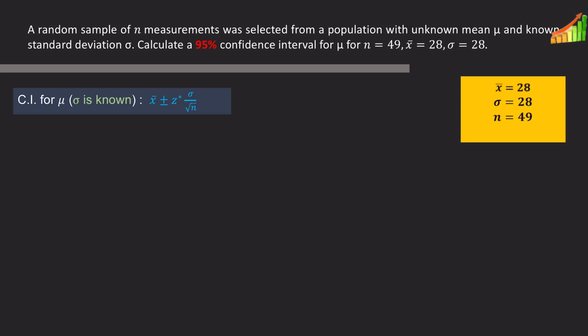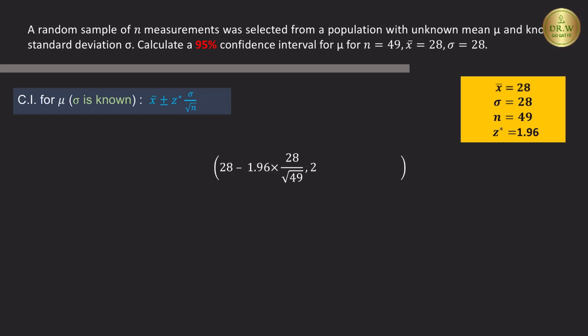What is the Z star? Z star is the critical value. All information is given but Z star. So how do we find the Z star then? You see we have confidence level 95%. When we know the confidence level, we can find the critical value using Z table. I explained it in a previous video. Once we identify all the information, we can plug the numbers into the confidence interval.